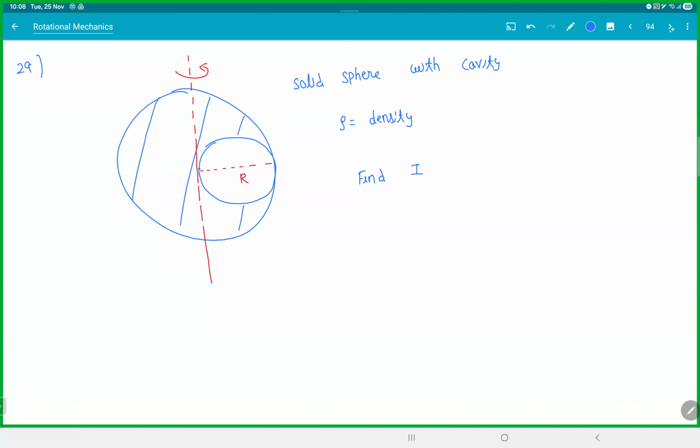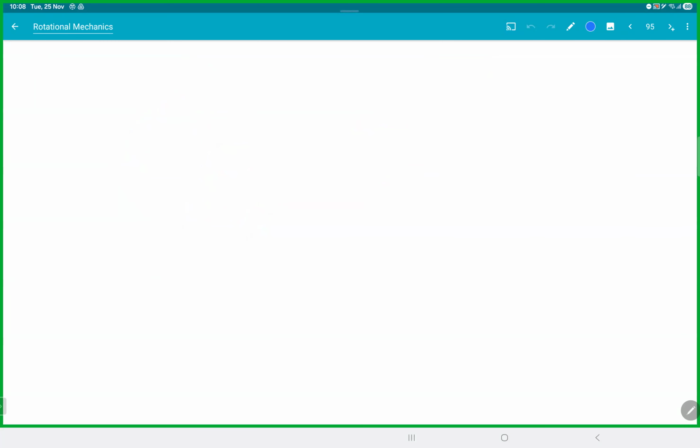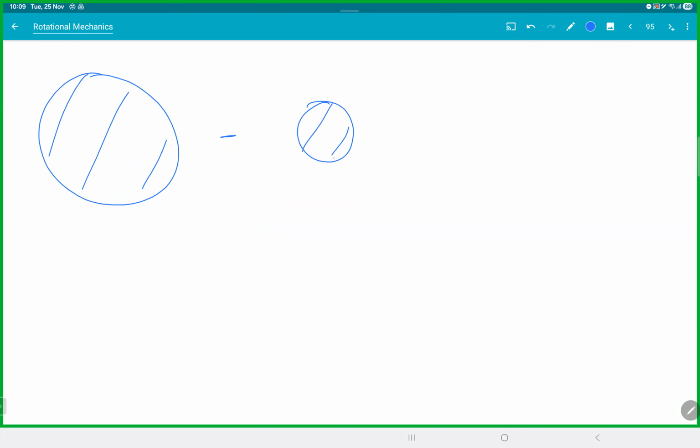Let's see. Do you guys remember what I told you? Whenever you handle cavity problems, fill up the cavity. Or you can do it like this: let's take a full sphere, because I know how to find the moment of inertia of a full sphere, minus the cavity. Then this should give you this. So you can subtract it.